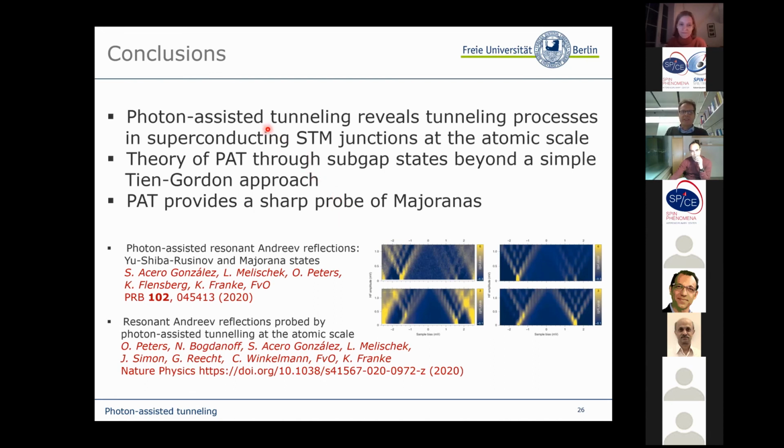Photon-assisted tunneling reveals the different tunneling processes in the superconducting SDM junctions at the atomic scale. The theory needs to go beyond that simple Tien-Gordon approach, but agrees very, very nicely with the experiment. And photon-assisted tunneling provides a sharp probe of Majoranas, and maybe it can make the golden path even more shiny.